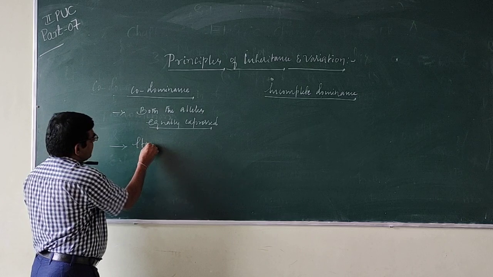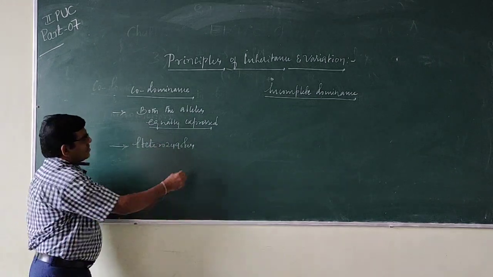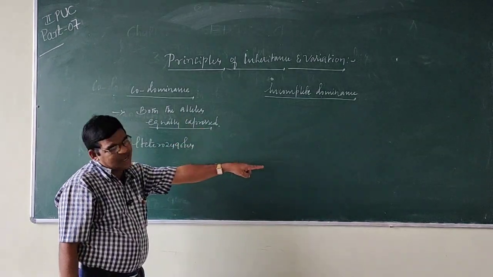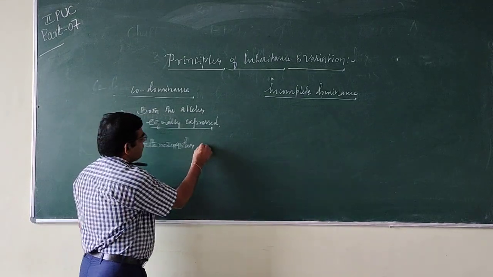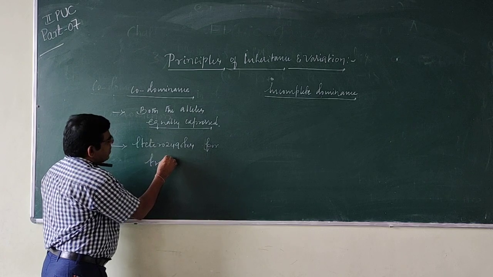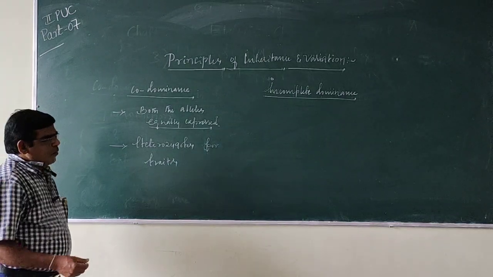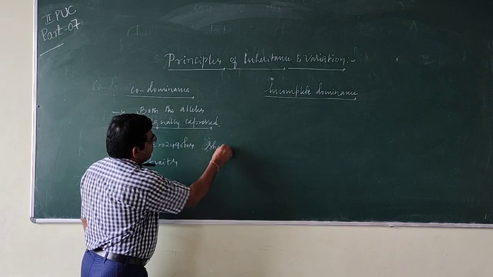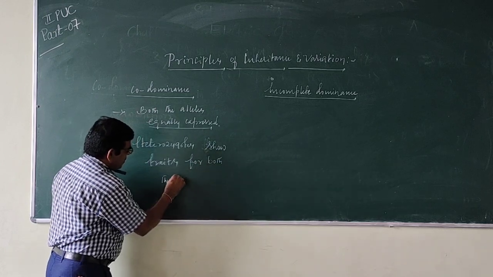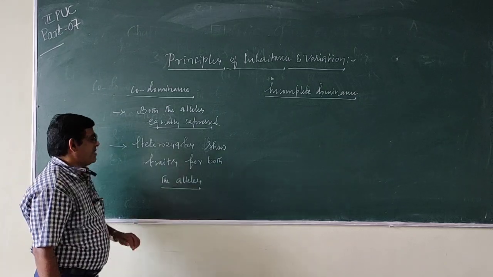Second one, heterozygotes. We know, as I discussed in codominance, IA and IB are equally expressed. That's why they produce AB blood group. And heterozygotes show traits for both the alleles.